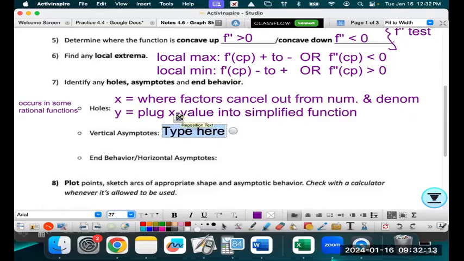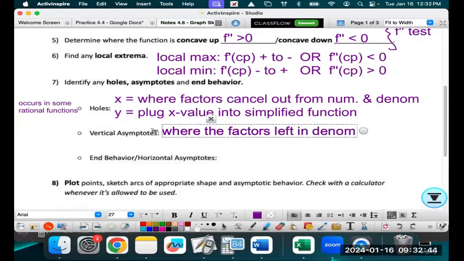Then your vertical asymptotes. There are some other cases other than rational functions where these could occur. It's like logarithmic functions have a vertical asymptote where the inside would end up equaling 0. But I'm going to describe the vertical asymptotes where those occur for your rational functions. So it'll be where the factors left over in your denominator after the simplification equals 0. And then write a note to yourself that there are some other cases like log functions.